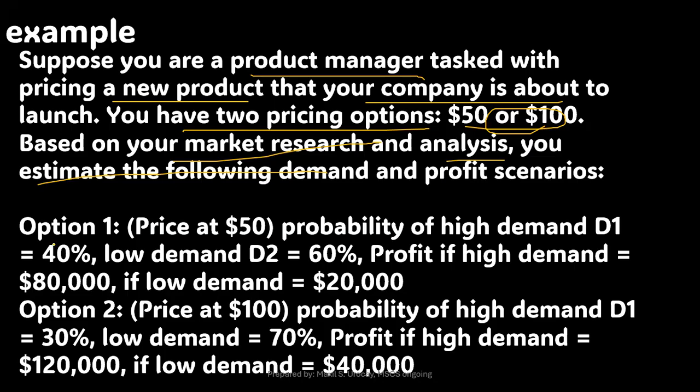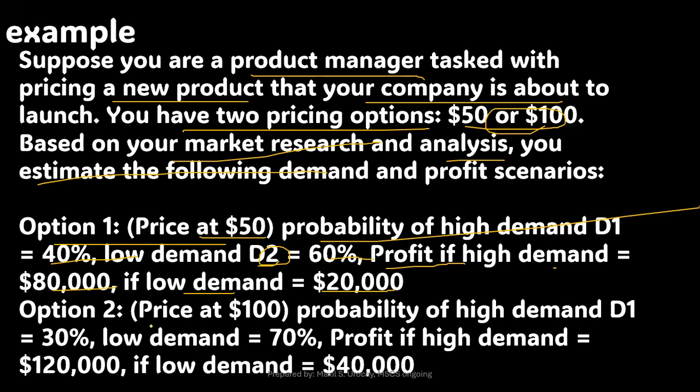For option one, the price is $50, with the probability of high demand at 40%, and for the low demand, or decision two, it will be 60%. Your profit if high demand is 80,000, and if low demand is 20,000.